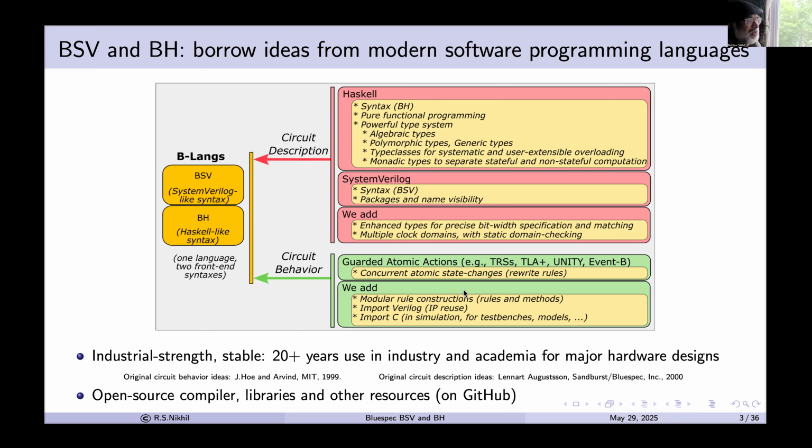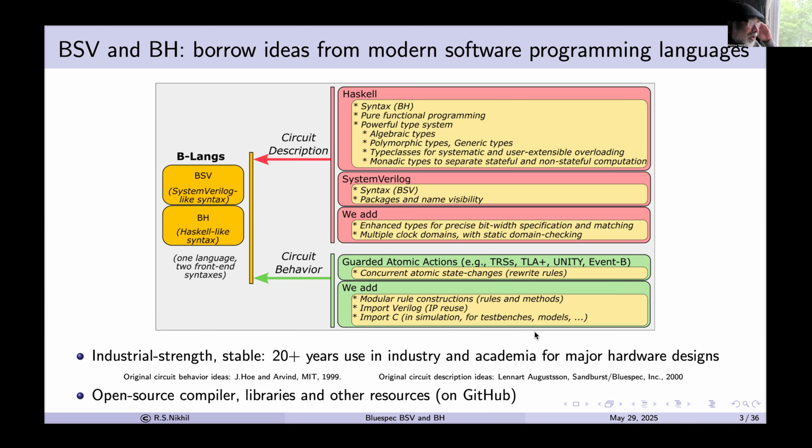And we can have these atomicity properties, which are global properties, built up incrementally as modules are connected to modules so that they still are atomic with respect to global state, which might be spread across multiple modules. In addition, for practical use, we can import Verilog, we can interoperate with Verilog, we can import C. So for simulation, you can write pieces that happen to be implemented in C if you like. So these two major ideas flow into the languages BSV and BH.